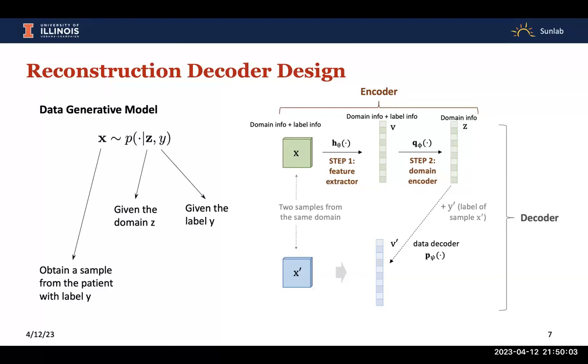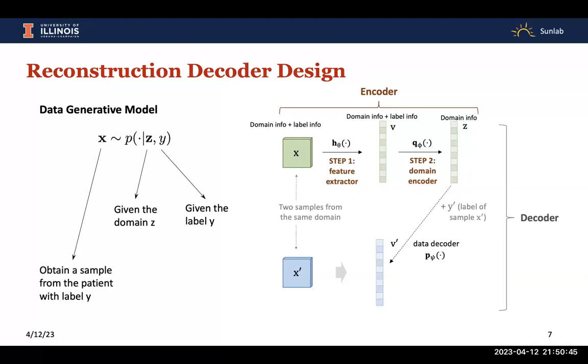This is actually valid because you can view what information the feature representation V prime contains. It contains the domain information, which is provided by Z. It contains the label information, which is provided by Y prime, because Y prime is its true label. And we call that the decoder part. After this reconstruction, it ensures that the domain information Z only contains the domain information. It will not contain label information because the label is already provided by Y prime.